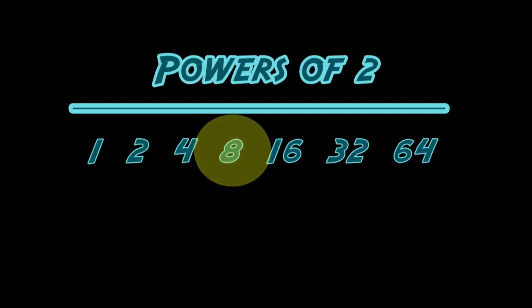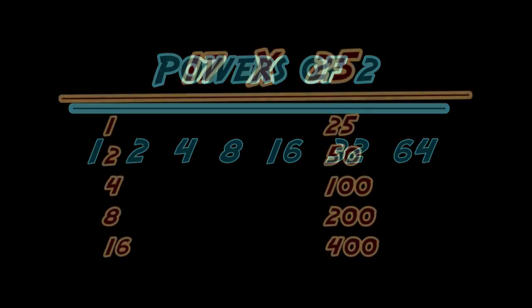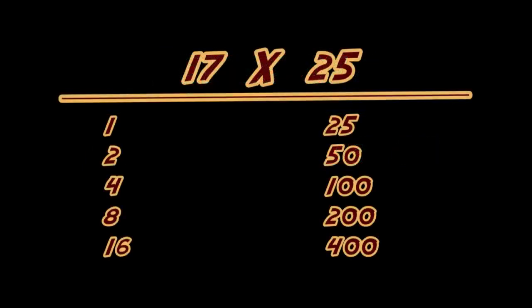So any number, no matter how large, can be represented this way in powers of 2. So in order to multiply the way that computers do, and the way that Egyptians did, all you have to know is how to double numbers and how to add 2 numbers together. Sounds pretty easy, right? So let's take a look at a simple problem. Let's multiply 17 by 25 like a computer does.